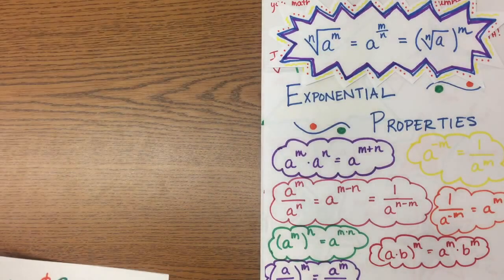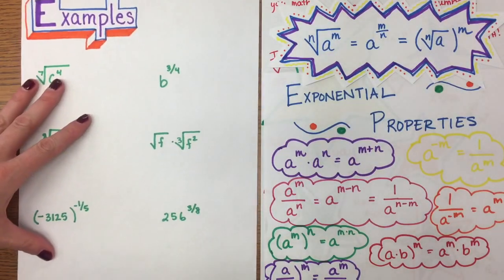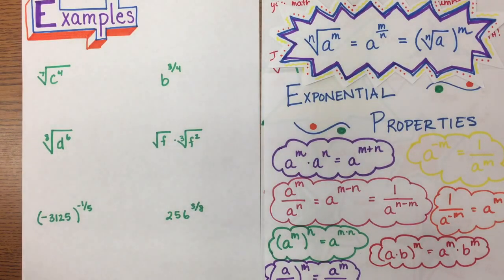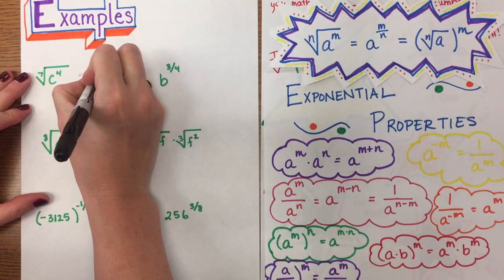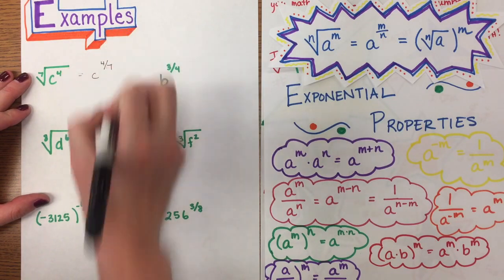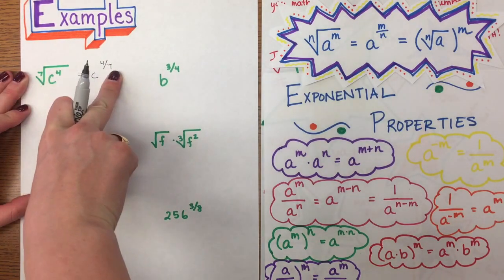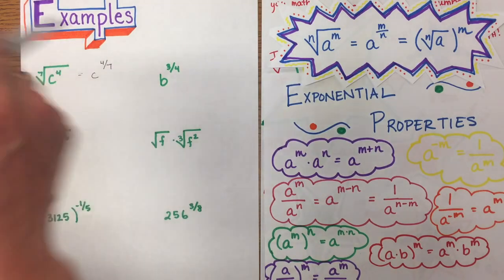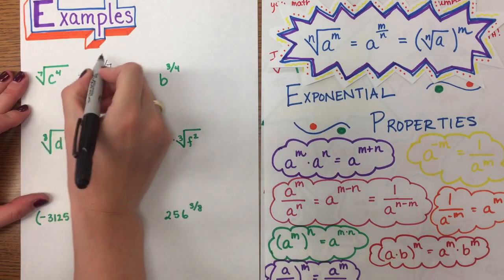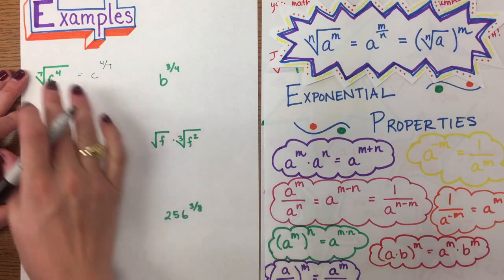So here we go, a couple examples. For our first example, the seventh root of c to the fourth, we could rewrite this as c to the 4 over 7. The index here becomes the denominator of our fraction. The exponent inside is going to become the exponent. So this is c to the 4 over 7.